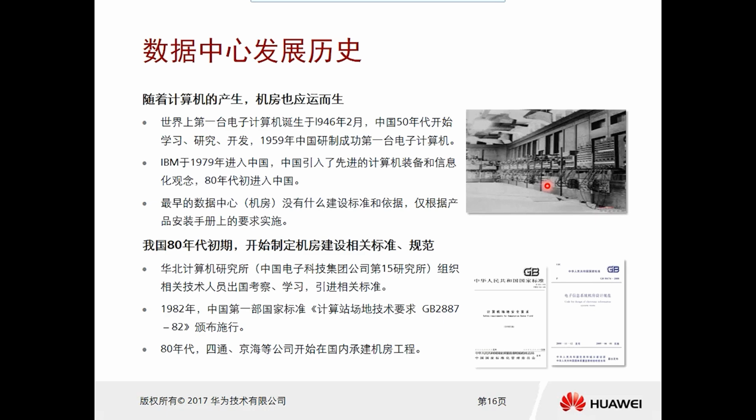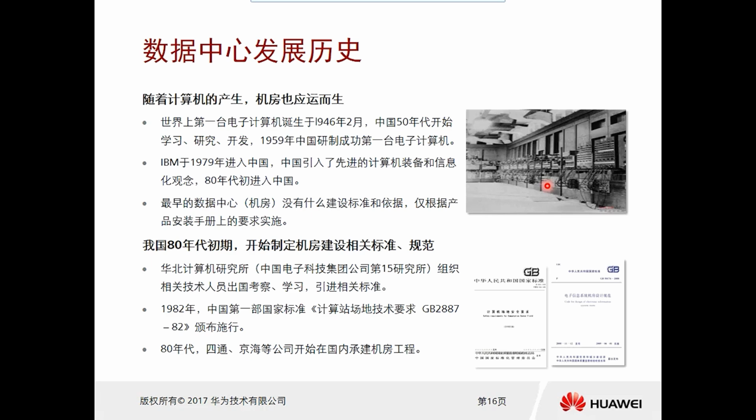So, by the early 1980s in our country, we had just started to establish some corresponding standards and norms for data center construction. Some national standards, for example, GB 288782, is our first national standard in 1982. It has some corresponding requirements for data center construction. So this is the development history of our data center. Basically, in the 90s, the internet entered China. In fact, it was then that the data center in the real modern sense began.